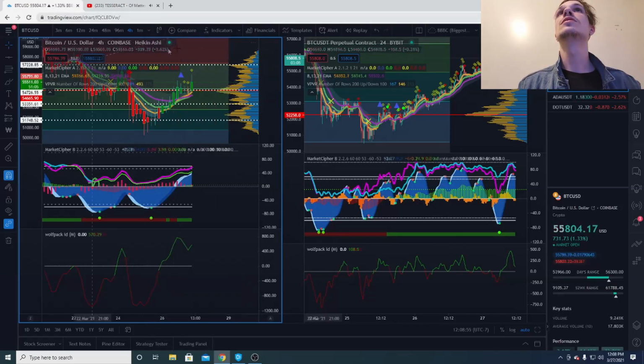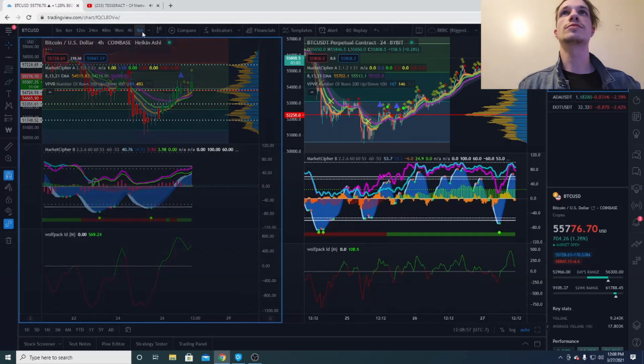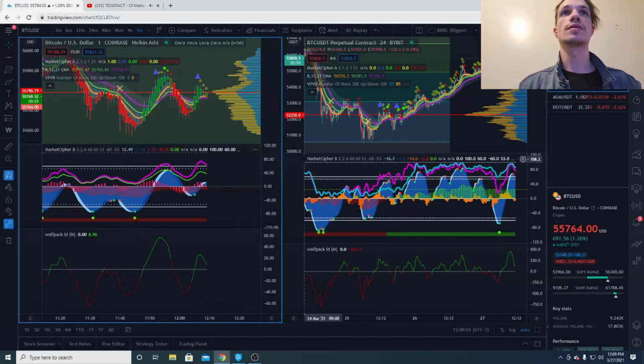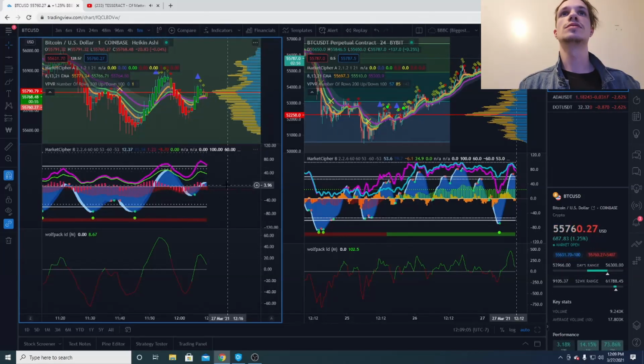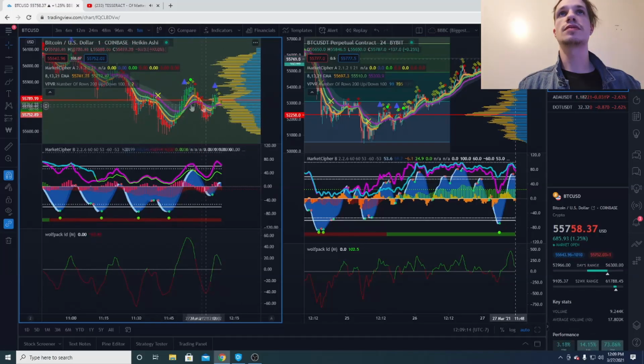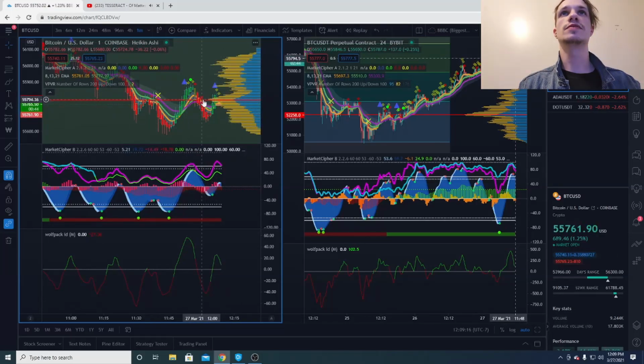So there's a couple ways I use it. I will use the 1 minute time frame. And when I use a 1 minute time frame, I do not use my indicators. So I will not use my Market Cipher. I will not use my Wolfpack. I will use my moving averages though, and I will use my visible range because of support and resistance.